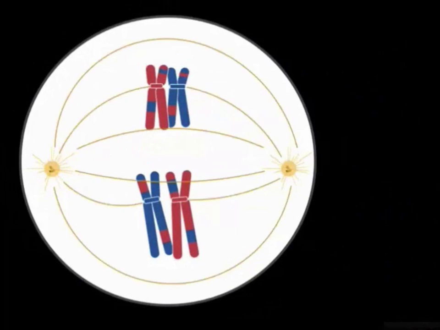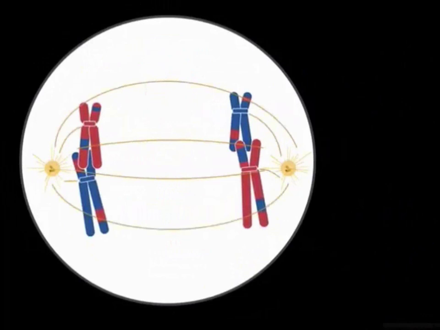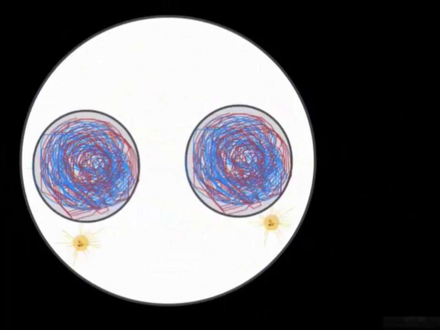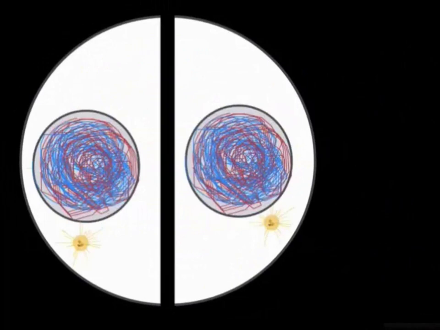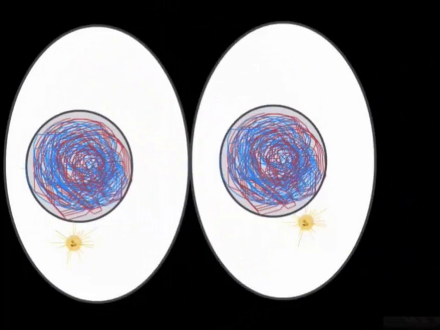So the centrioles and these microtubules attach to the centromeres of the chromosomes, and then they pull them apart. And then the DNA spreads out again, and two cells are now formed from one. And that's the first phase of meiosis, and we still have one more phase to go.